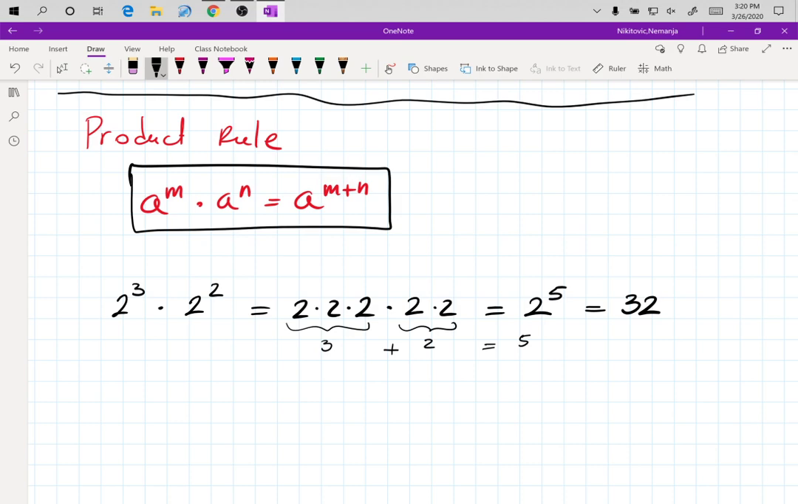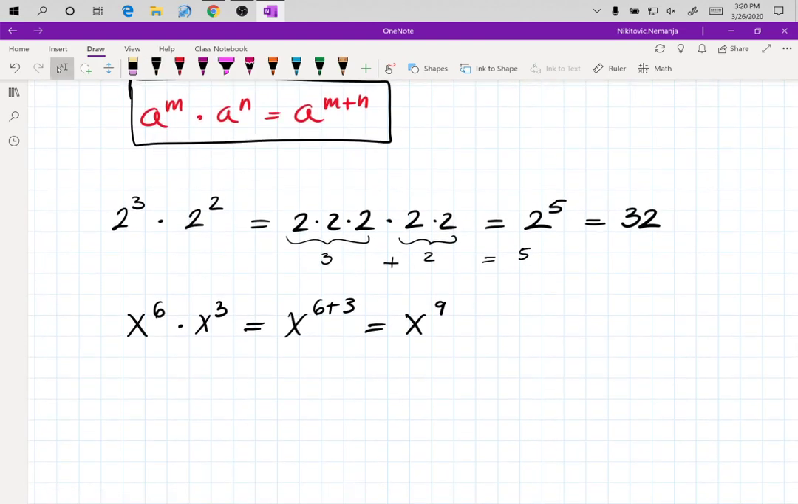You can do that with x and y values and variables as well. If you have x to the 6 times x cubed, what is it going to be? Well, it's going to be x to the 6 plus 3, which equals x to the 9, using the rule. Now, if you want to show this, over here you have 6 x's. Over here, you have 3, for a total of 9. So 6 plus 3 is 9.